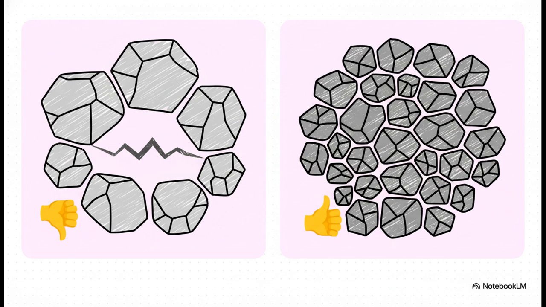It's kind of like a maze. The more twists and turns, the more boundaries there are, the harder it is for that crack to find its way through. That's what makes a metal both strong and tough.